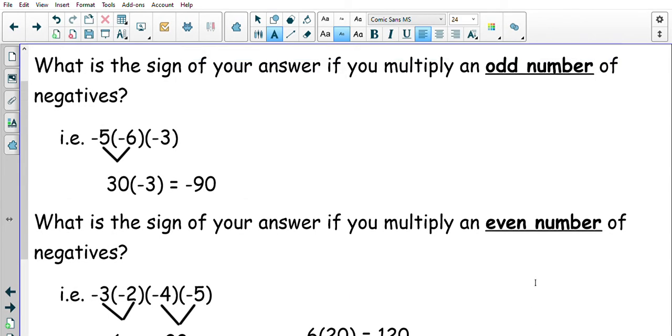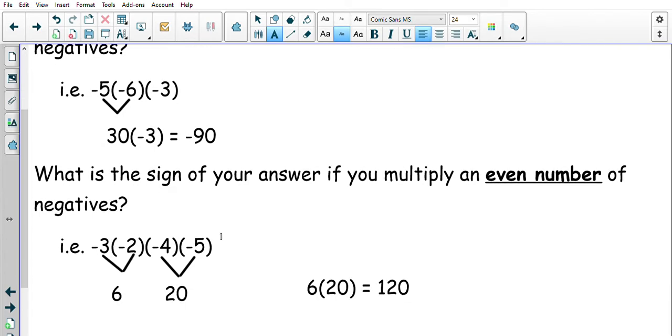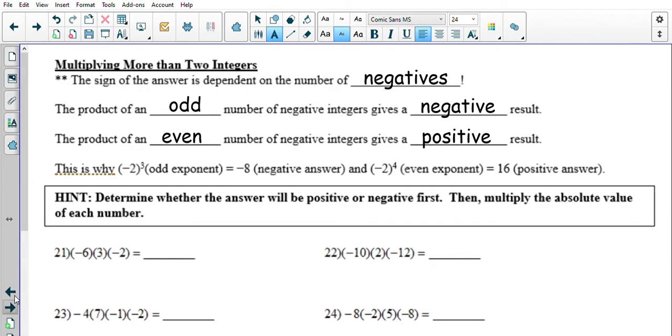So what do I notice? Well, I notice that when I have three negative numbers being multiplied, that's an odd number, I get a negative solution. If I multiply four negatives, that's an even number of negatives, my answer is going to be positive. So let's summarize this. This part is in your notes. If we're multiplying more than two integers, and I'm not going to have you divide 3 or 4 or 5 numbers in a row, but we might be multiplying 3 or 4 or 5 numbers in a row. What we need to look at is the number of negatives in the problem.